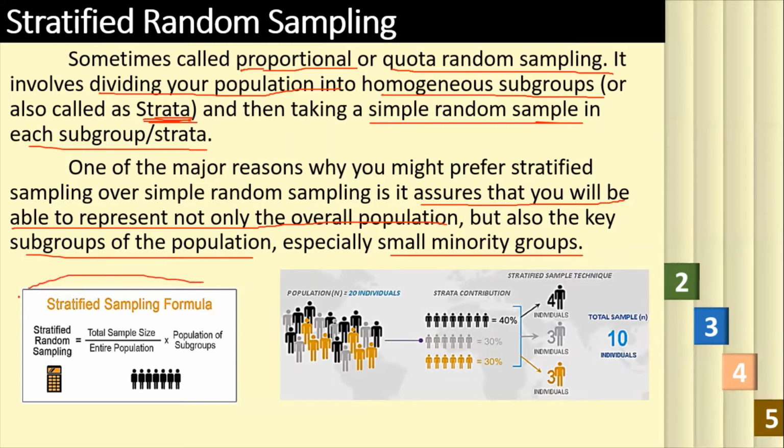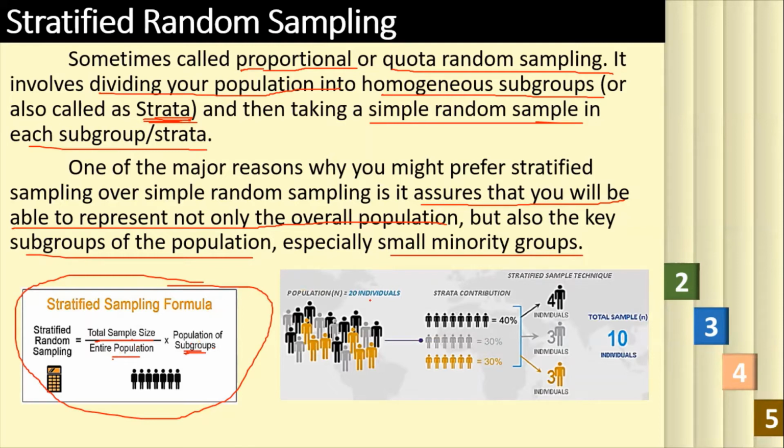So remember this formula, the stratified sampling formula. The total sample size divided by the whole population, times the population of the subgroup. So remember, total sample size divided by the whole population, times the population sa subgroup or sa strata sa imuhang population.